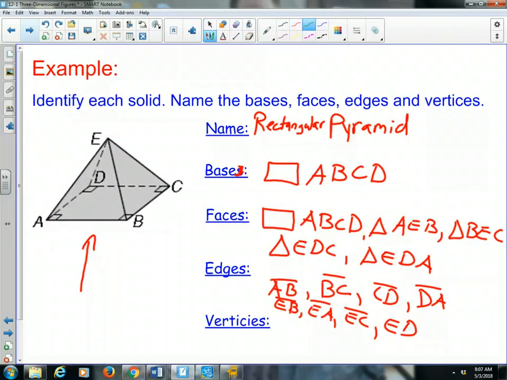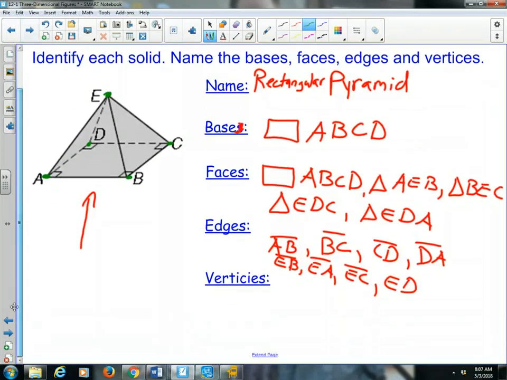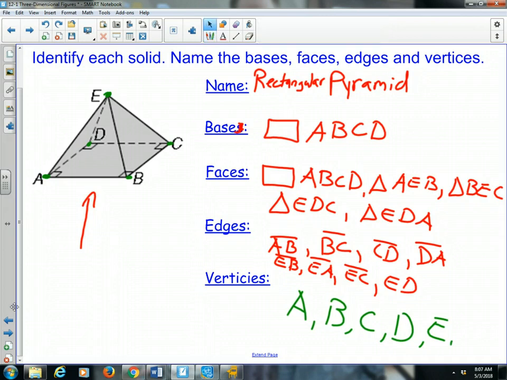And our last one is labeling all of the vertices. So where 2 edges meet. So A, B, C, D, and our vertex at the top, E. There we have it, A, B, C, D, and E. All right, hopefully that made sense. Review these terms because we're going to be using them a lot in this chapter.